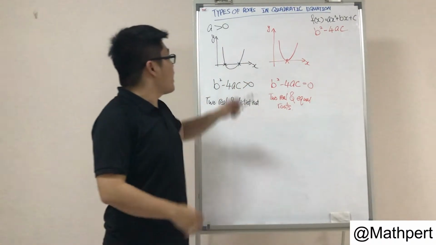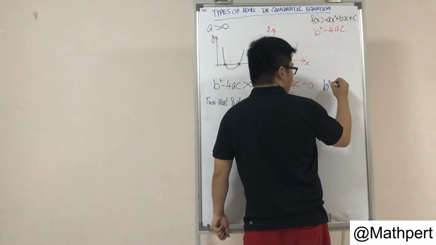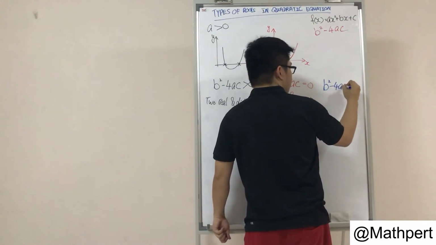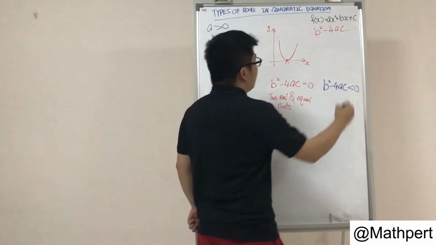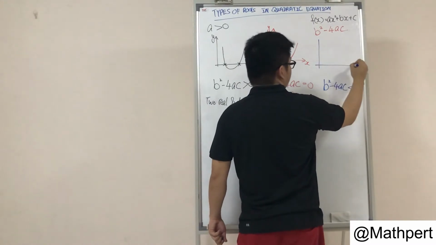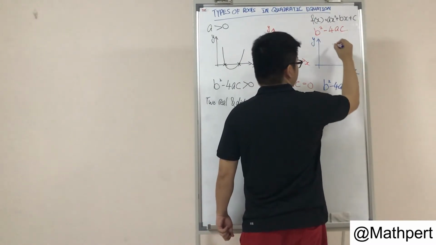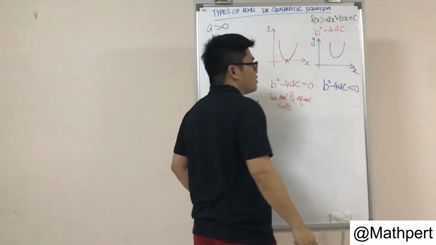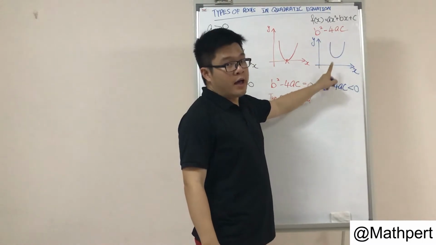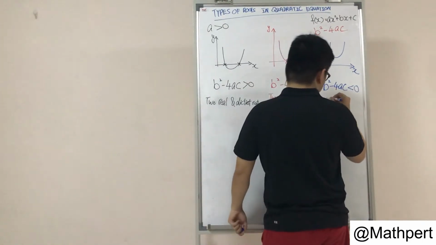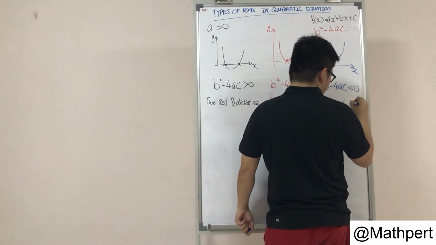And the third case for a bigger than 0 is when b squared minus 4ac is smaller than 0. And the graph will be like this: y-axis, x-axis. The curve does not intersect the x-axis, and there are no real roots.